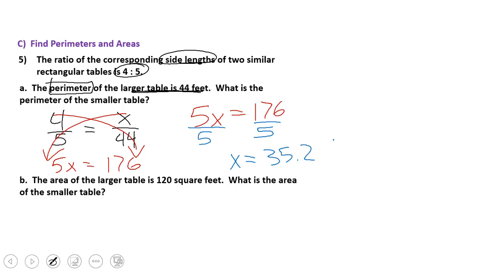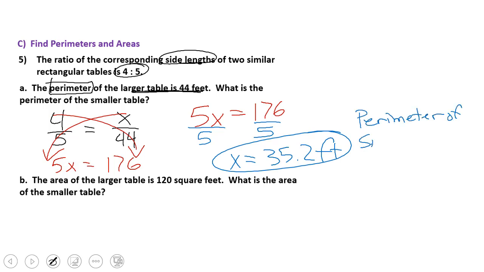And the answer is going to be feet. Those are our units. And we know that this is what? That's right, it's the perimeter of the smaller table, because that's what the question was asking us. In part B, the area of the larger table is 120 square feet. What is the area of the smaller table?